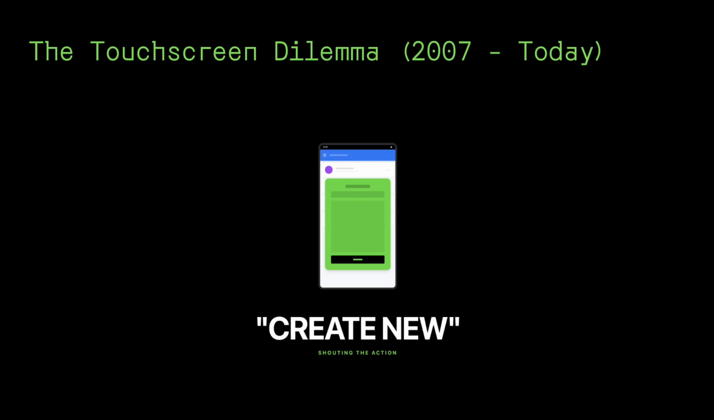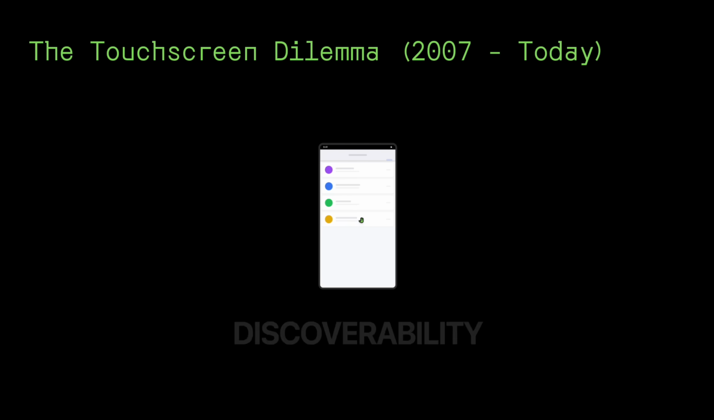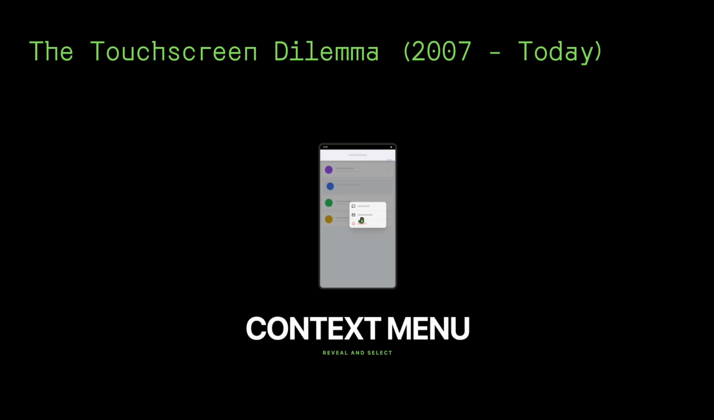The iOS way is the context menu, or the noun-verb. Apple largely resisted the FAB. The interaction there is that you have to long press a notification, which is a noun, a menu appears, and you tap reply. This maintains the noun-verb purity but suffers from discoverability issues. Users often don't know that a long press will reveal options. The verbs are hidden behind the pixels of the noun.